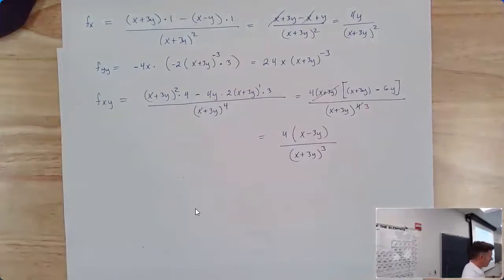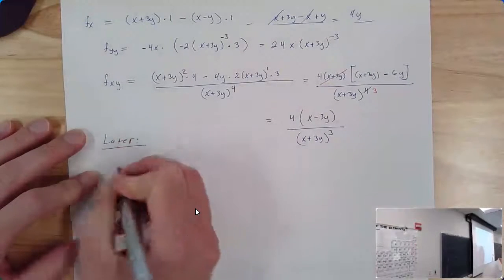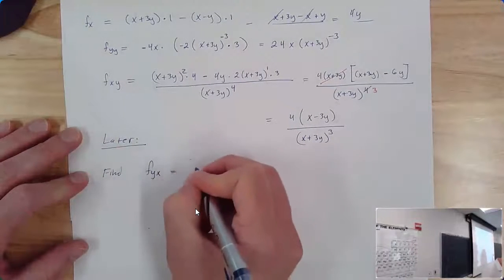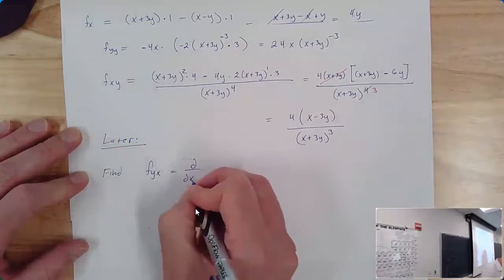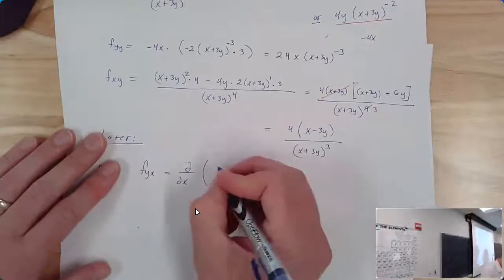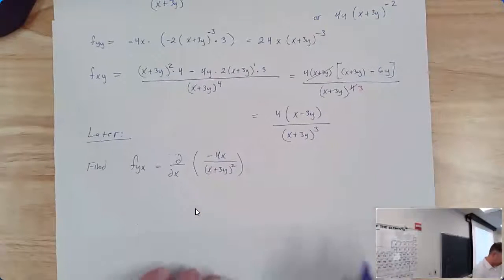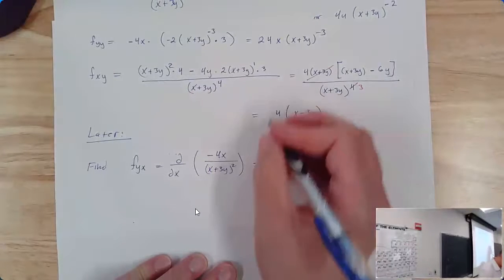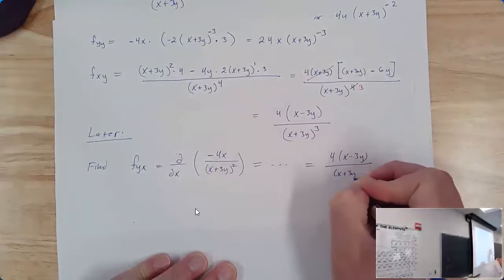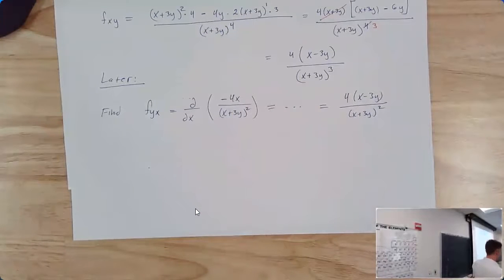And now what you all should do, not right now, but later on, I encourage all of you to find the other mixed partial, fyx, meaning you'll take the derivative with respect to x of -4x over x plus 3y squared. I encourage you to do the simplifying, and eventually, if you do it all, you should get to the same place: 4 over x minus 3y over x plus 3y squared. Good practice. But I don't think we need to do that now.